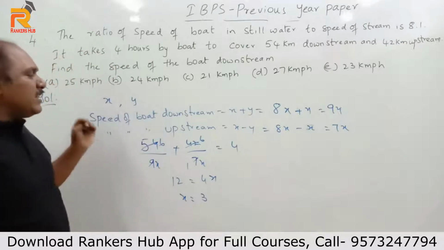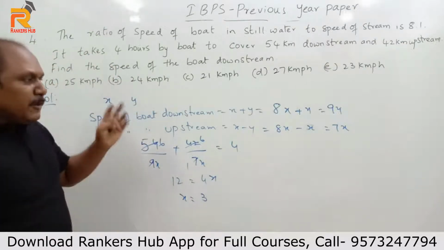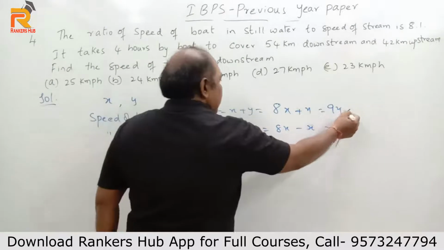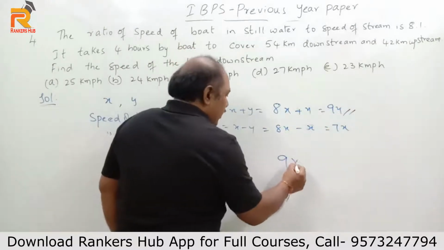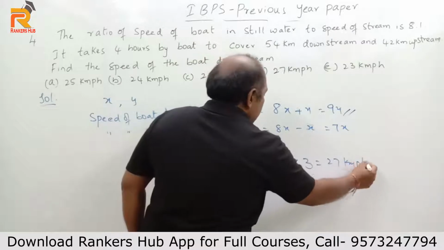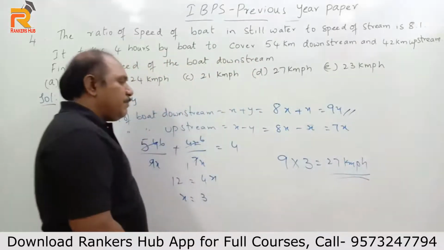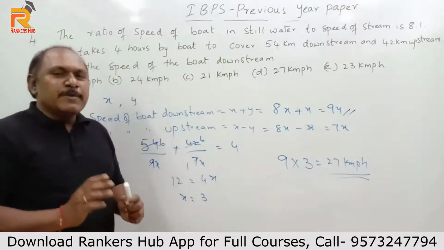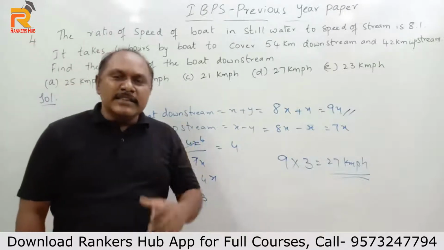So we are asked to find speed of the boat downstream. Speed of the boat downstream is nothing but 9x. So our answer would be 9 into 3, 27 kilometers per hour. So speed of the boat downstream should be 27 kilometers per hour. So this is one way of answering this question.